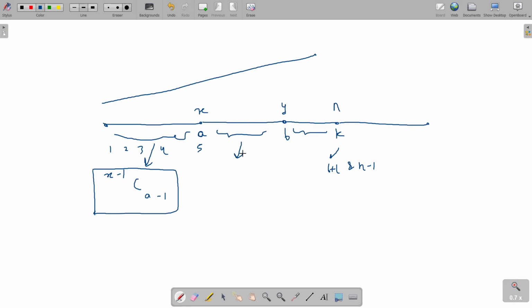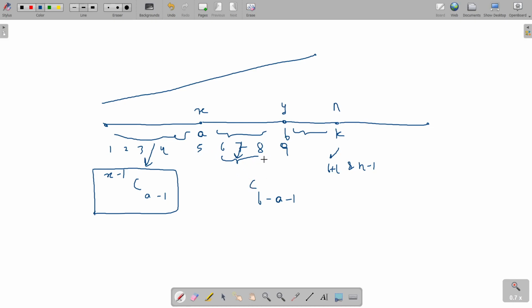What about the middle region? So for the middle region, we need to choose b minus a minus 1 values. So if this is 5, this is 6, this is 7, this is 8, and this is 9. So we need to choose 3 values, which is 9 minus 5 minus 1.